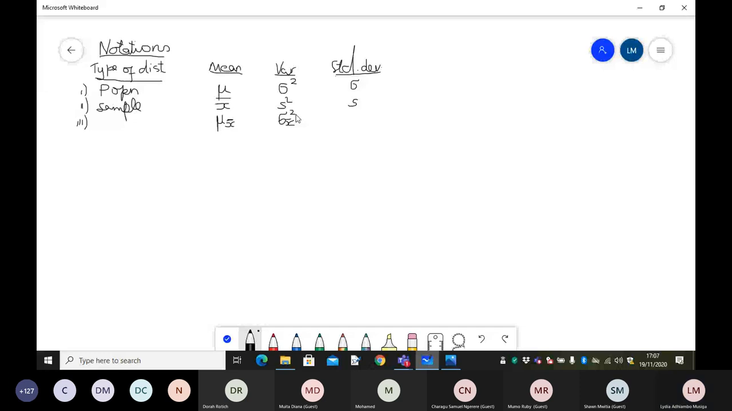And then for its standard deviation, of course, it is sigma X bar. We always take the square root for the standard deviation. And we usually refer to this one as the standard error of all sample means.